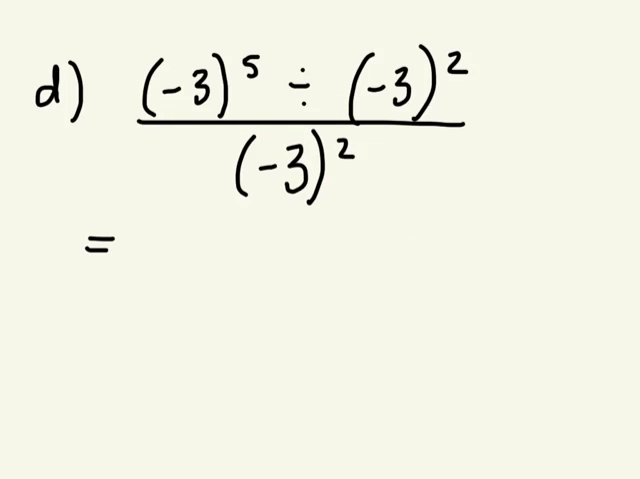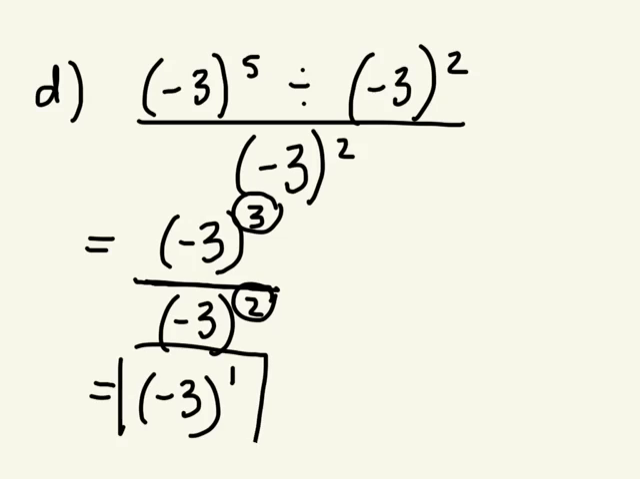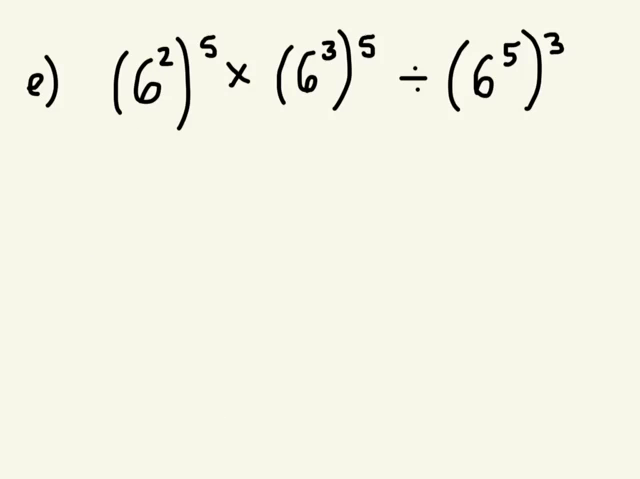Okay, so you simplify the numerator, same base, which is -3, and because it's division, you subtracted the exponents. 5 take away 2 is 3, and the denominator is -3 to the power of 2. Okay, and because we're dividing powers with the same base, we write the base, and we are going to subtract the exponents. 3 take away 2 is 1, and there's the answer as a single power.